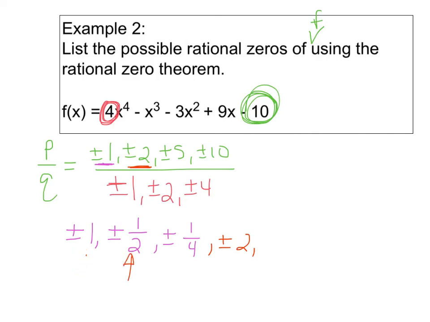So then I'm going to move on and do the 5. So 5 over 1 is 5, so plus or minus 5. 5 over 2 is 5/2. And 5 over 4 would be just 5/4. Okay, now we're ready for the 10. So 10 over 1 is 10. 10 over 2 is 5, already on our list. And 10 over 4 is 5 over 2, also already on our list. So then this is our complete list. I'll go ahead and move this plus or minus 10 up here. That's our complete list of possible rational zeros.